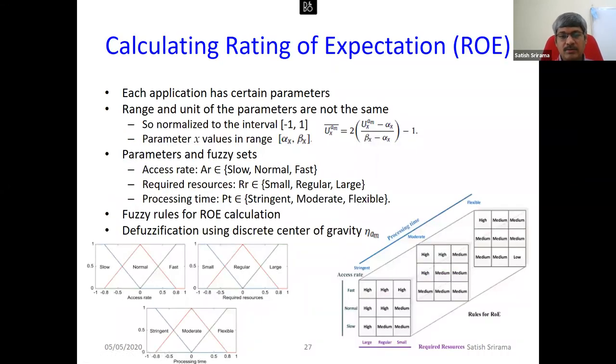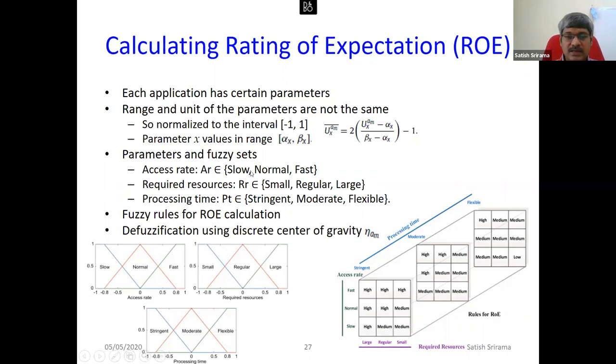Now, how do I do it? I will not go into all the details, but to calculate this rating of expectation of each and every user, I can have different parameters from the user. For example, access rate: he wants whether a slow access rate, normal or fast. If it is a health related application, you need a fast response, so there it will be high. And the required resources: if it is a simple processing, a small fog node is sufficient. If he needs a lot of resources, either he needs distributed processing or he has to go to the cloud. That can also be shaped like that. And processing time, how quickly the response should be coming.